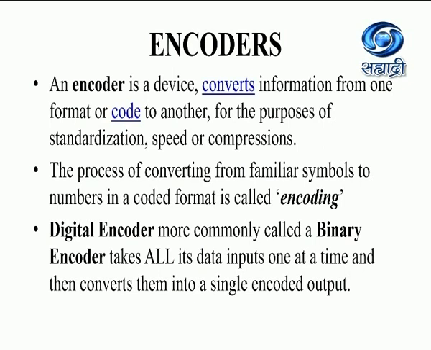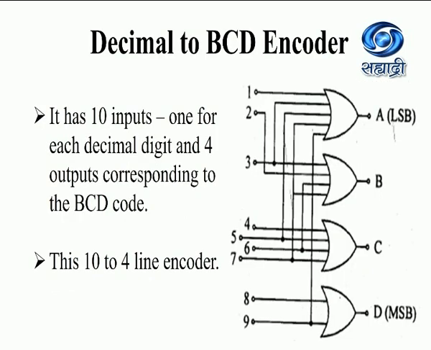A digital encoder, more commonly called a binary encoder, takes all its data inputs one at a time and then converts them into a single encoded output. The first type of encoder is decimal to BCD encoder. So here we can convert decimal numbers into binary coded decimal digits. So here we have 10 inputs as 1 to 9 decimal numbers and it is converted into the BCD format. That's why we have 4 data outputs here, A, B, C, D. So it has 10 inputs, 1 for each decimal digit and 4 outputs corresponding to the BCD code. This is 10 to 4 line encoder.